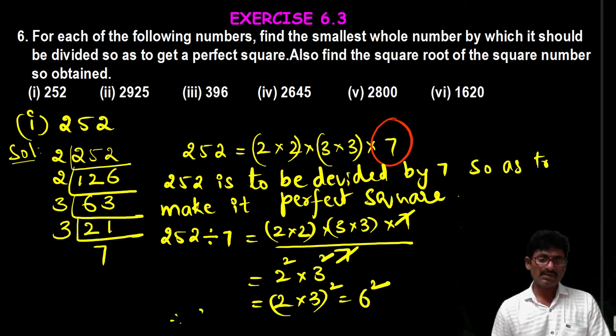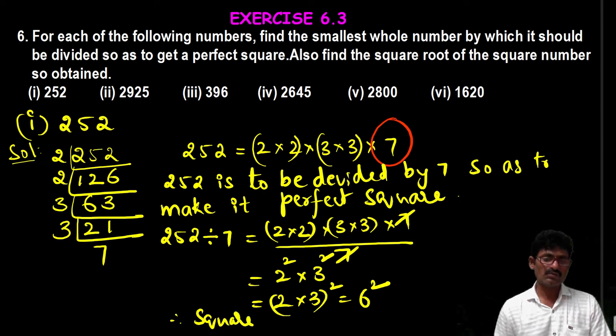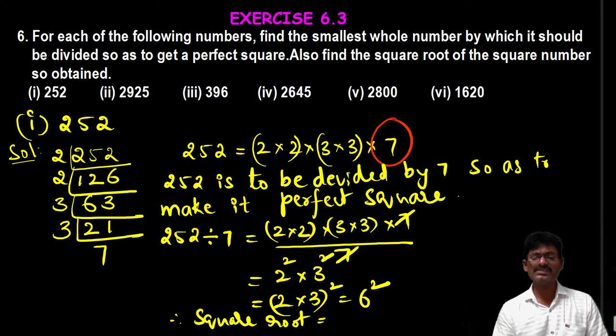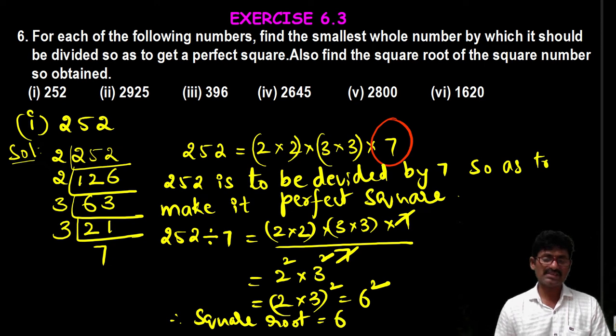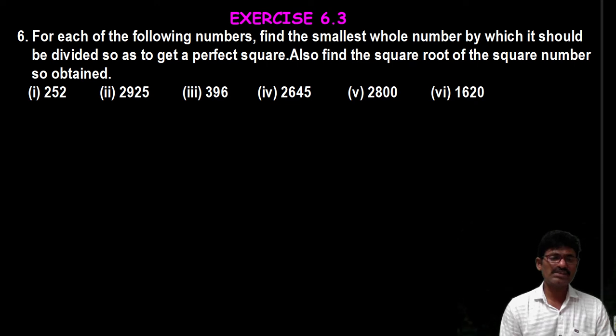So therefore, the square root of the resultant number when 252 is divided by 7 will be equal to how much? 6. So this is the answer. Now let us do the second problem.